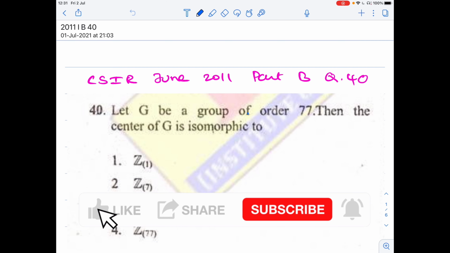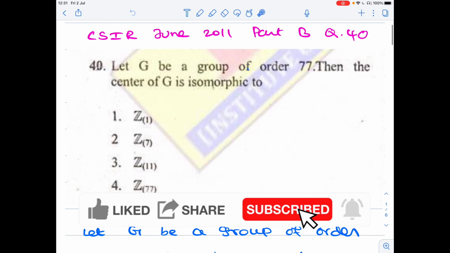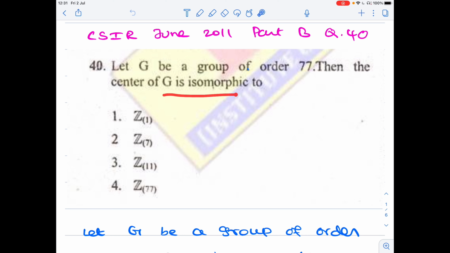Mathematicians, today we see one nice problem from group theory. Let G be a group of order 7. Then the center of G is isomorphic to which of the following groups?